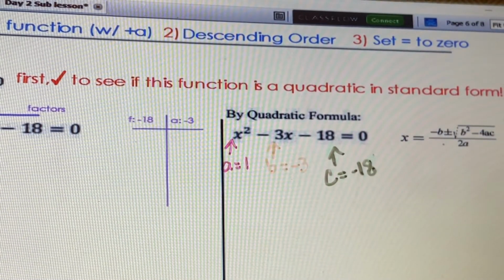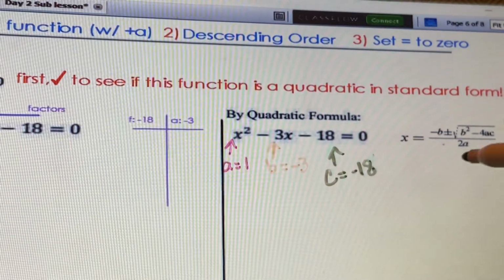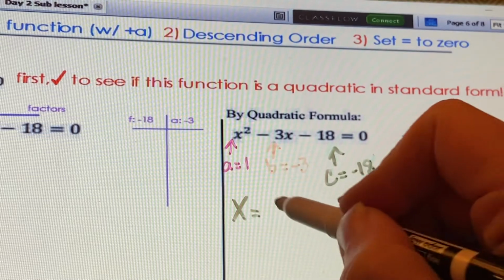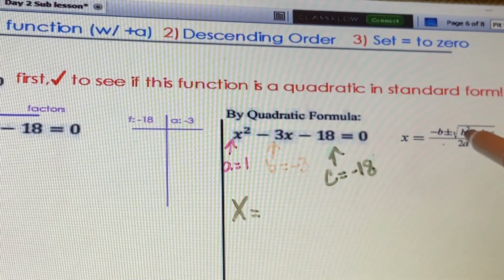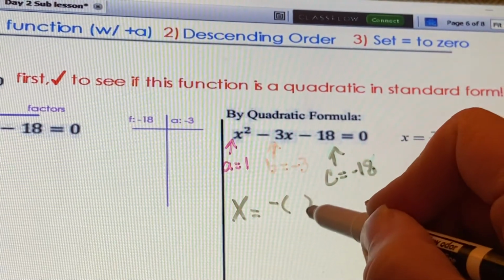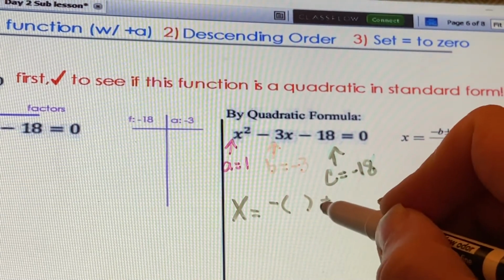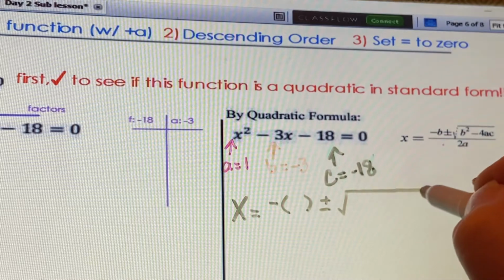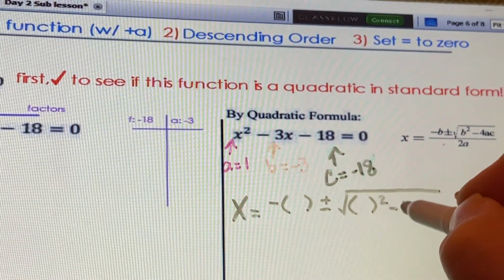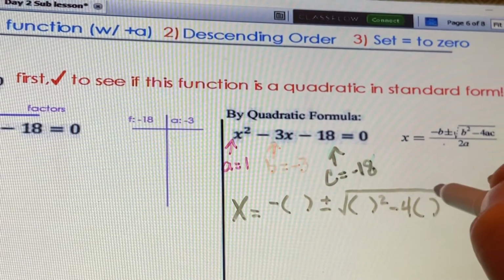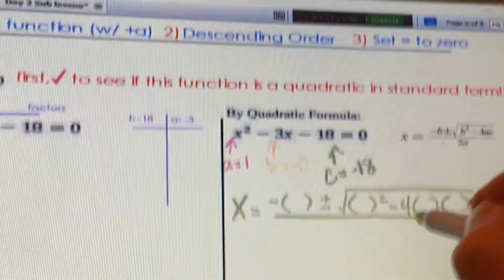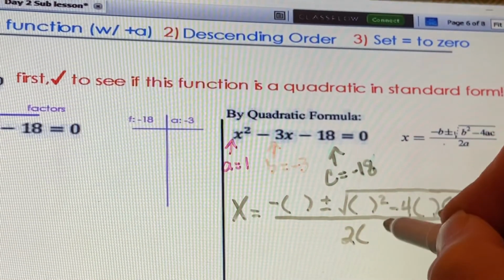All right, we're gonna take those in. We're gonna substitute them into this. Make sure you don't forget to have x equals. You need to solve for something. Wherever there was a variable here, I'm going to put a set of parentheses. So negative, set of parentheses for the b, plus minus, square root. There was b there, so I'm putting a set of parentheses. Minus 4a gets a set of parentheses. C, set of parentheses. All over 2 times a, set of parentheses.